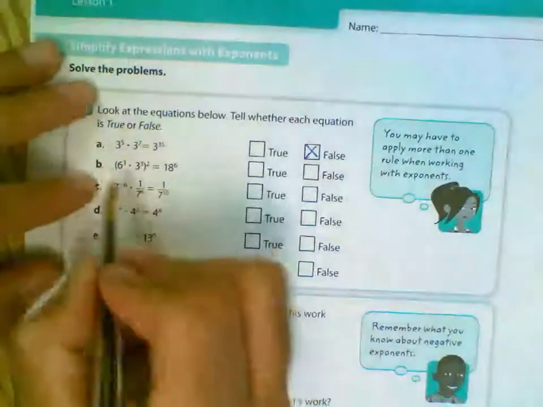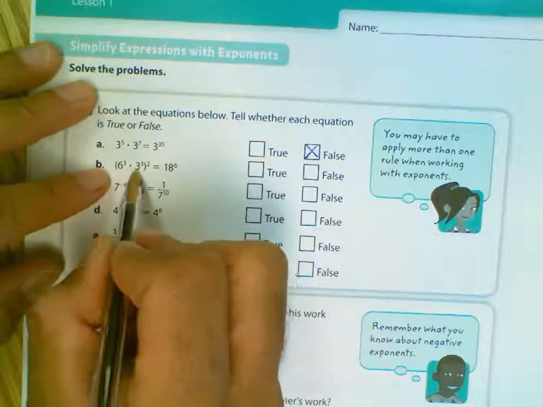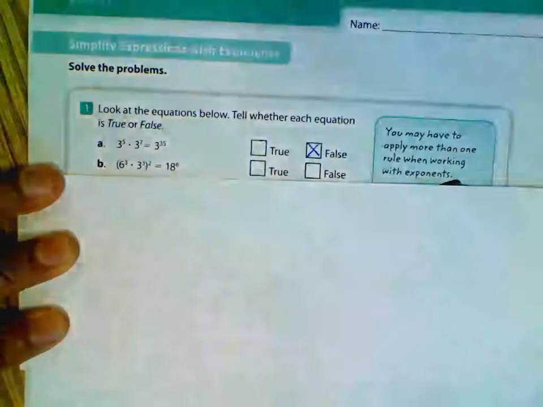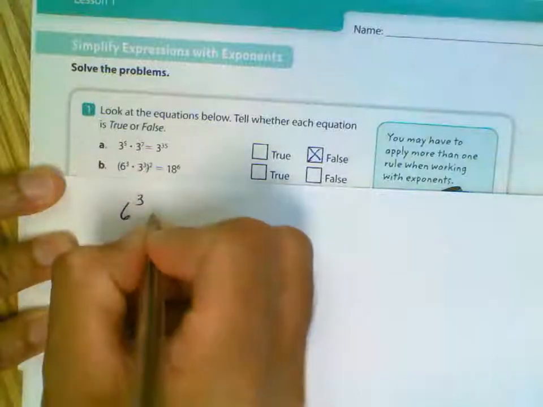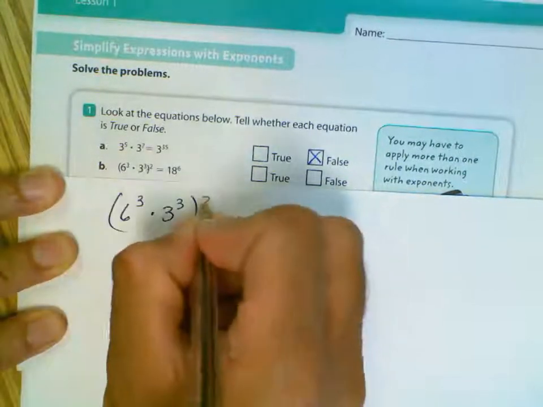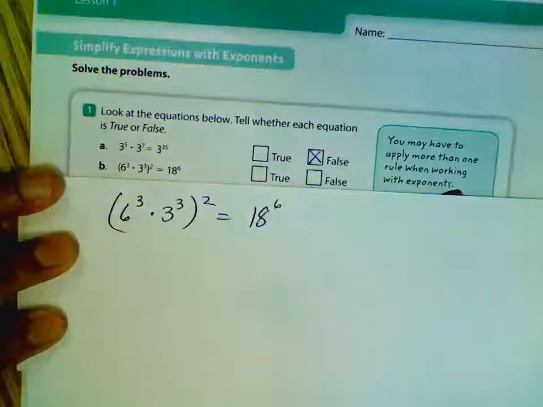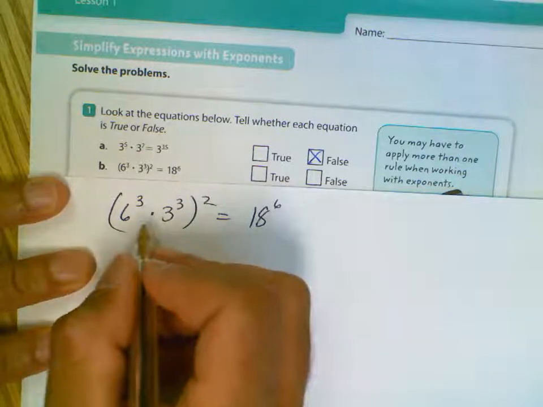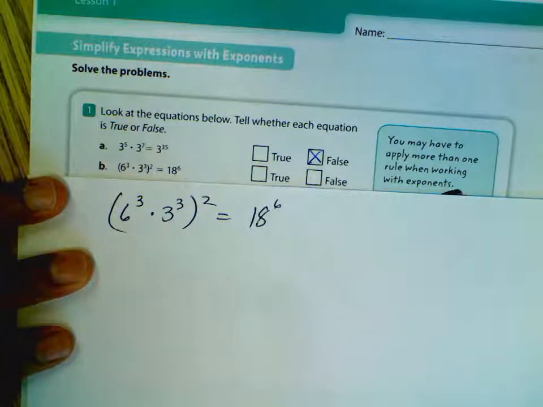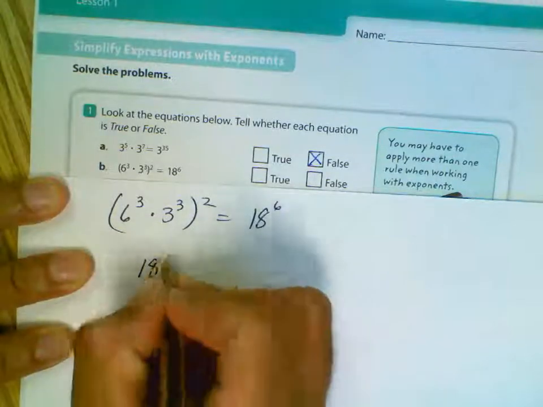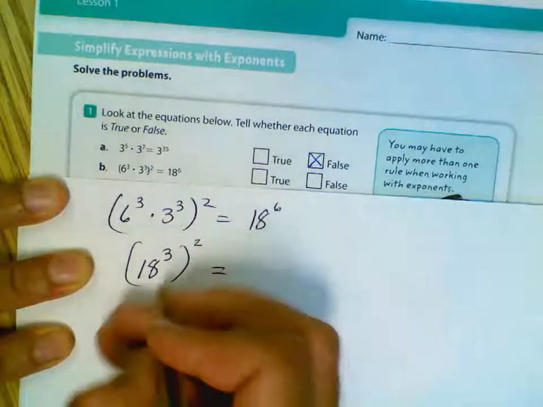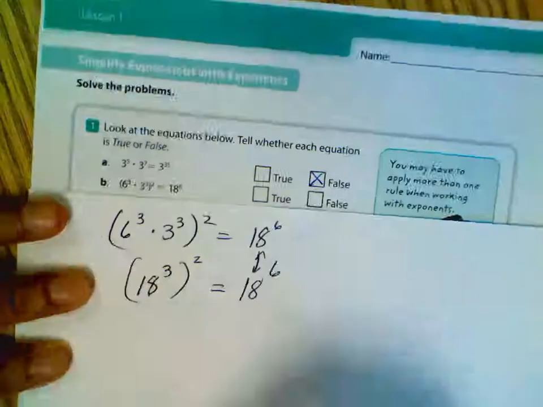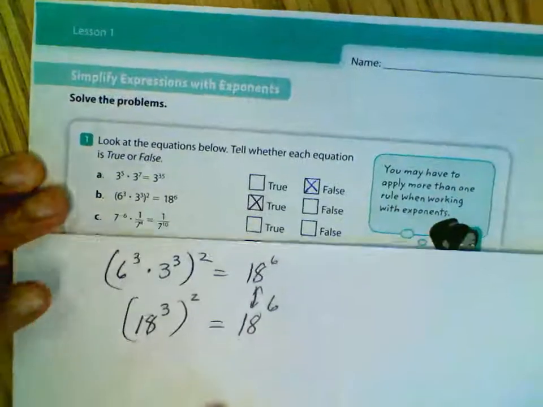Then the second one. I have 6 to the third power times 3 to the third power to the second power. Let's do that problem here. They are asking me if 6 to the third power times 3 to the third power to the second power equals 18 to the 6th power. We need to figure it out. Different bases, equal exponents. So I have 6 times 3. In this case, we are going to have 18 to the third power to the second power. And the base is the same, 3 times 2, 6 is the same number. So it is true. Next one.